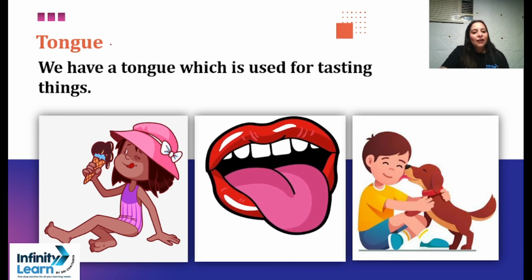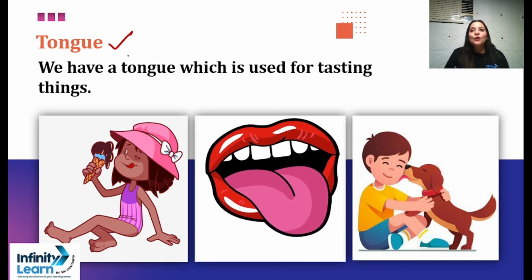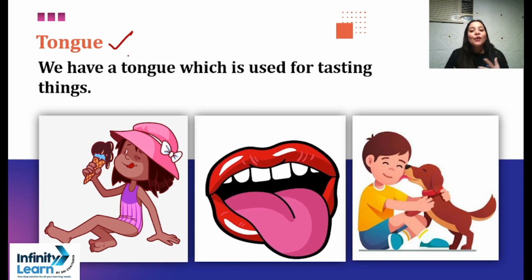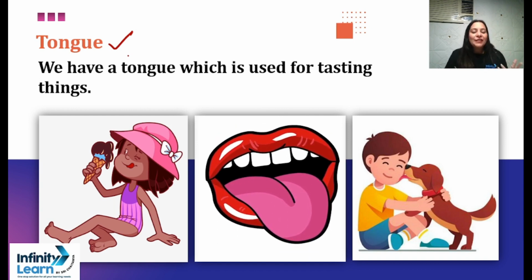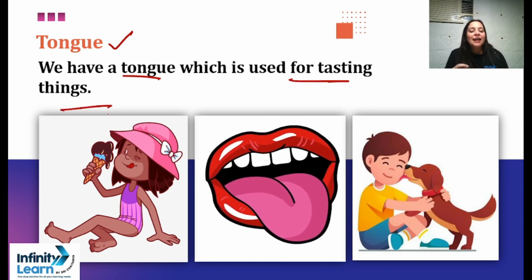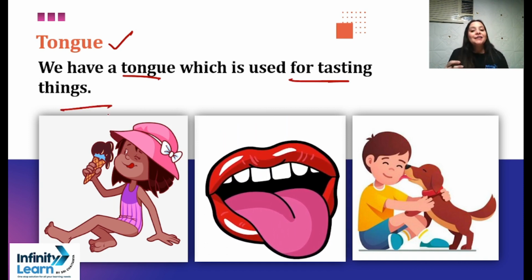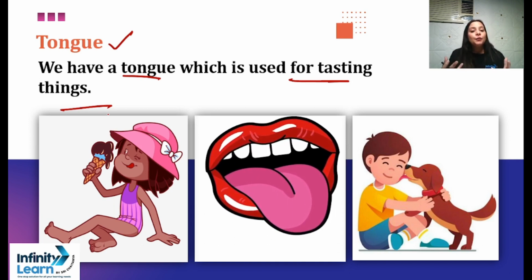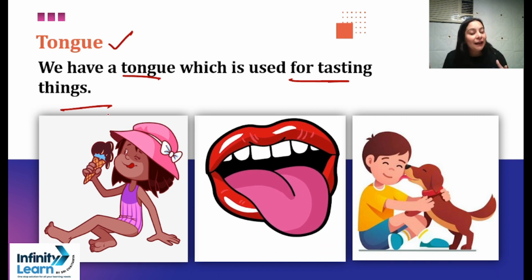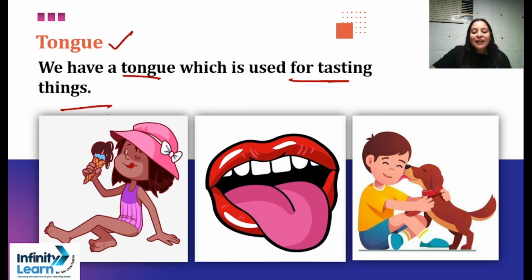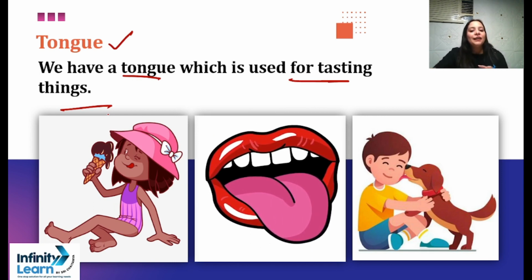Another sensory organ is the tongue. Whenever you're eating something, you say that it's very tasty, it's yummy. So how do you come to know about it? Obviously, the tongue helps us in tasting things. On the tongue, there are taste buds present, and they are sensitive to different kinds of taste. That is the reason you can distinguish between different kinds of taste, that this particular thing is bitter, it is sour, or it is sweet, etc. So the tongue gives you the sense of taste.